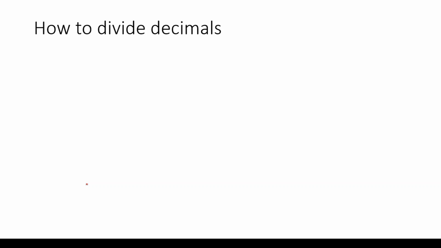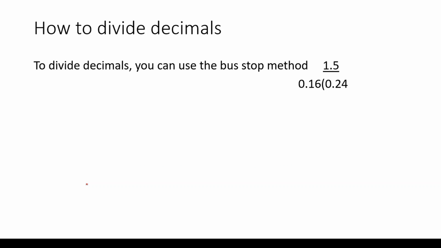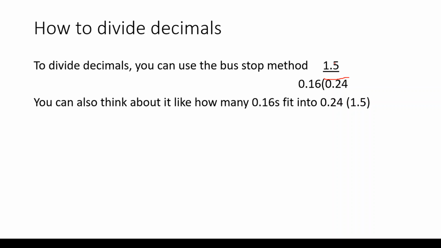Anyway, how to divide decimals. To divide decimals, you can use the bus stop method. It's basically this one. Normally the line would be there, just over the top, but, well, let's just say PowerPoint has its limits. You can also think about it like how many 0.16s fit into 0.24, which is 1.5.